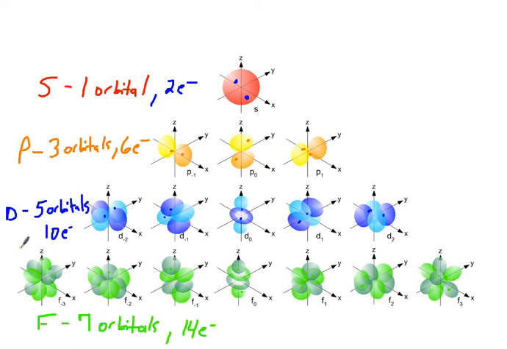It's a good idea to memorize these values. Memorize that the S sublevel has 1 orbital, your P's have 3, D's have 5, and F has 7. That's going to be useful for you when we're doing the electron configurations in the next section of this chapter.